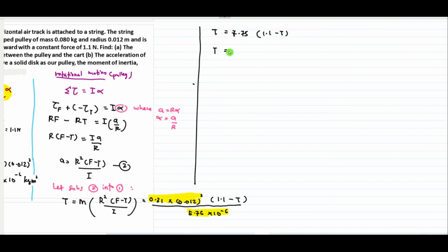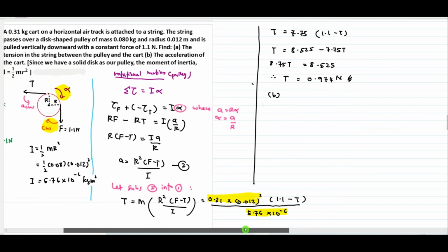So T is equal to 8.525 minus 7.75T. Therefore, we collect T on one side, so 8.75T is equal to 8.525. Therefore, T is equal to 0.974 Newton.